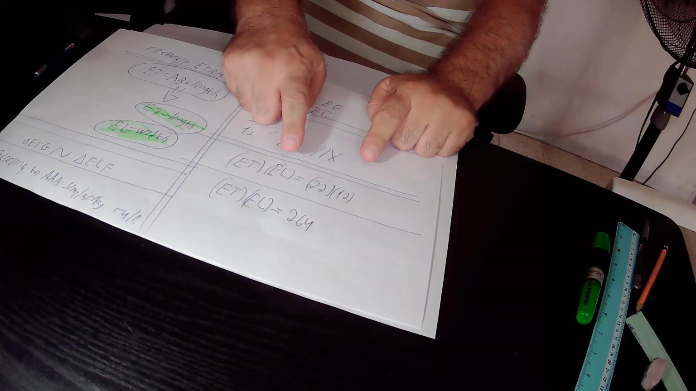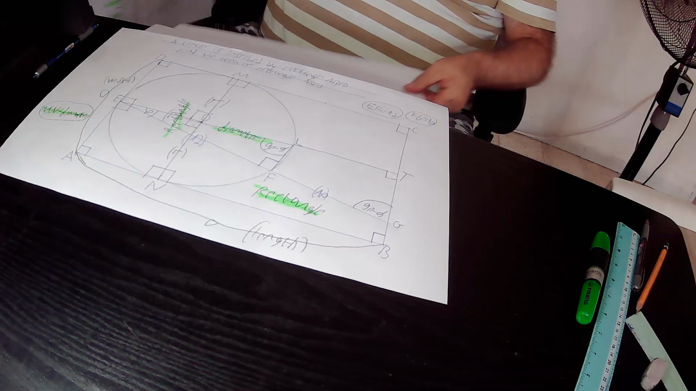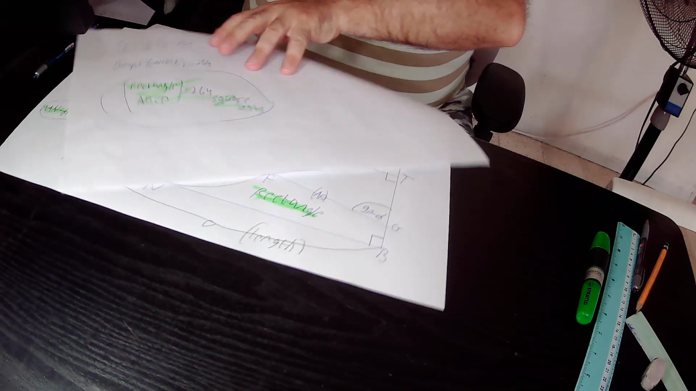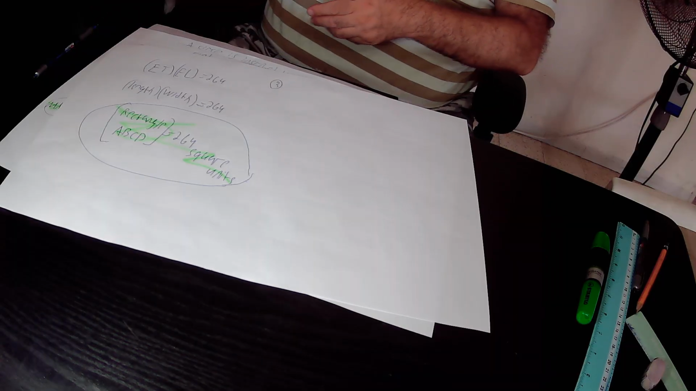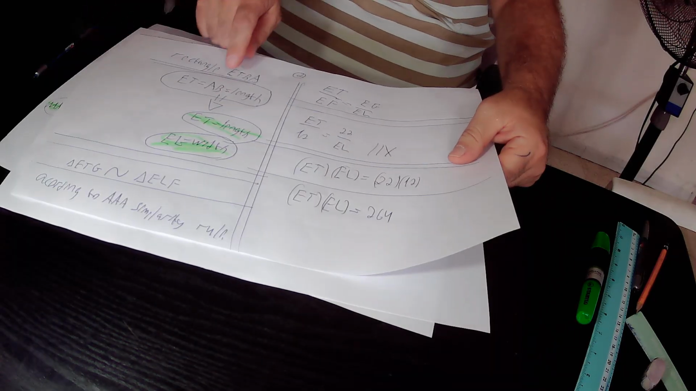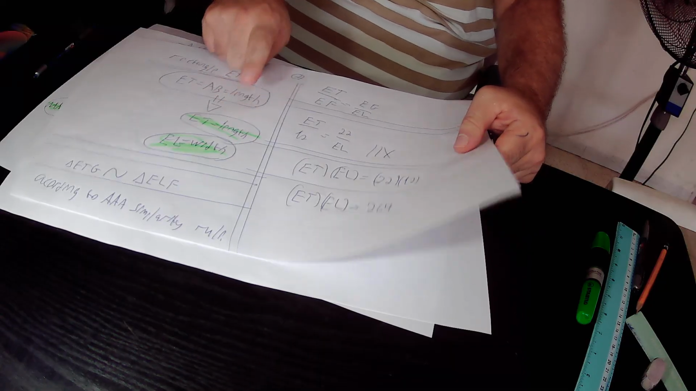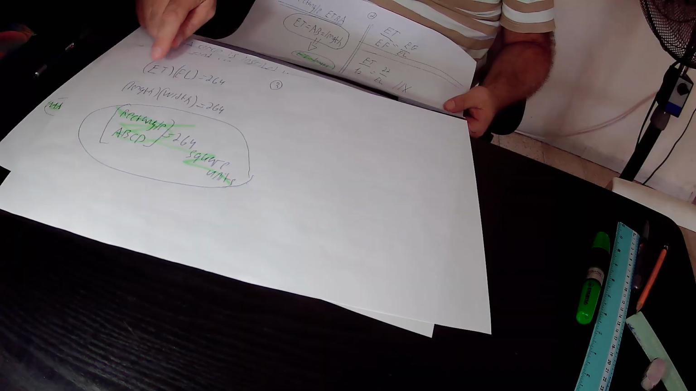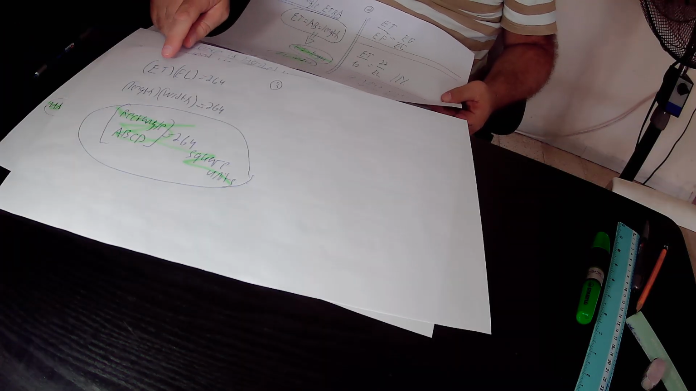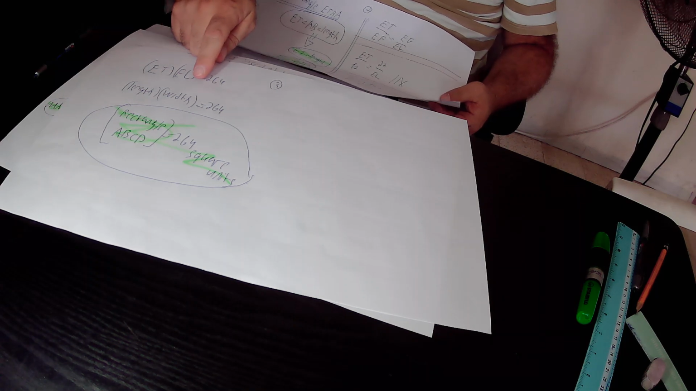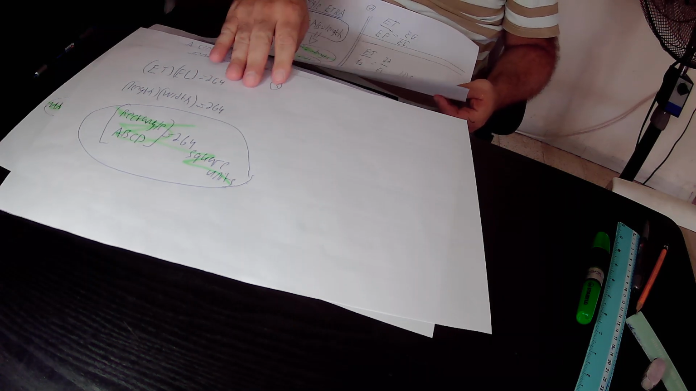22 times 12 is 264. So ET times EL equals 264. But we have found out that ET is the length of rectangle ABCD and EL is the width of rectangle ABCD. So we can substitute ET by the length and EL by the width. So in total, the length of rectangle ABCD times the width of rectangle ABCD is equal to 264 square meters. And that is the answer to the first question.